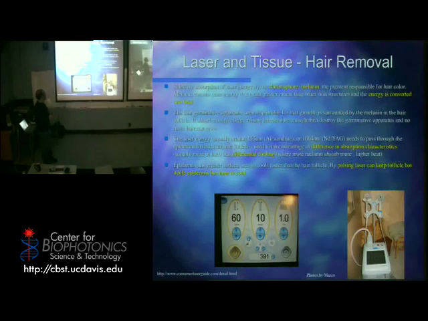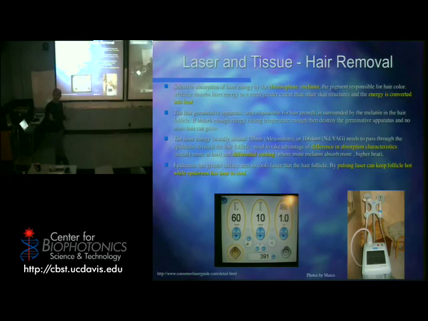Now, gosh, this thing is dead. Let's see. Now, if I want to do that, I need to control some different factors. I need to control how much power. I can control the wavelength. I can control the size of the beam. And this is just a readout from the machine that does laser hair removal. And I can fine-tune it so that it actually deposits more or less energy.